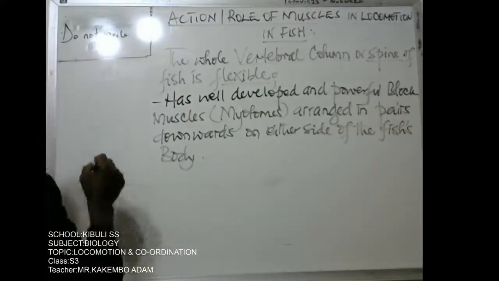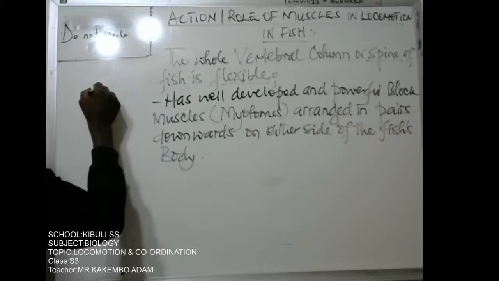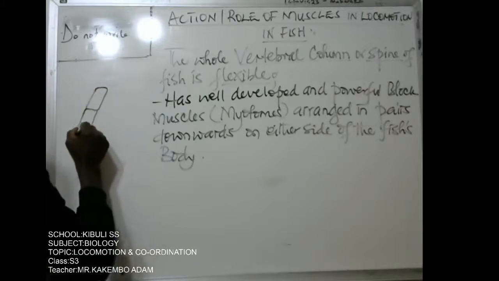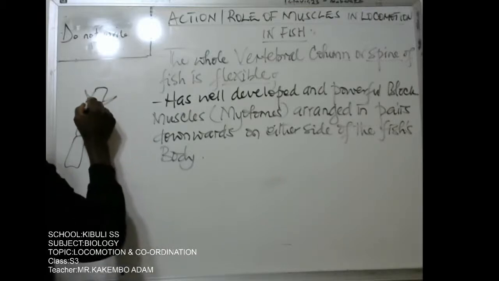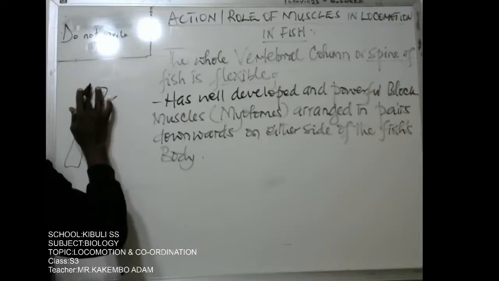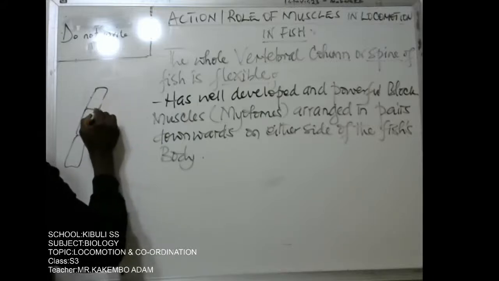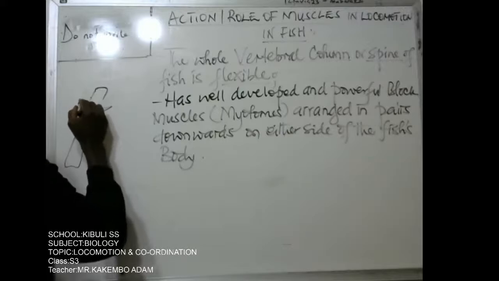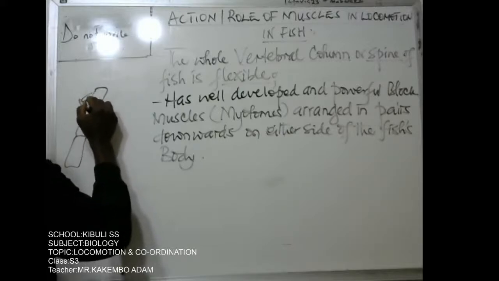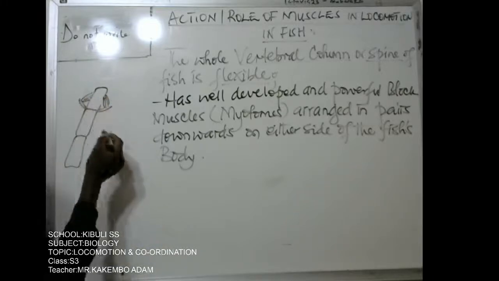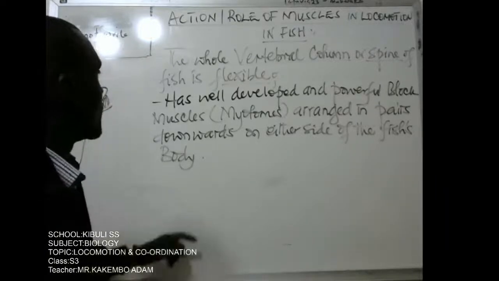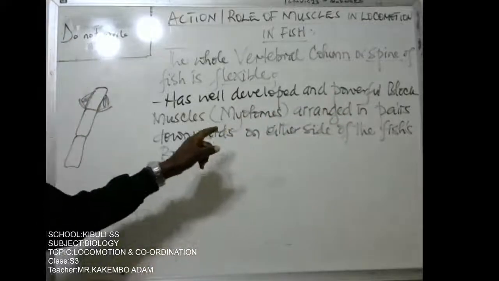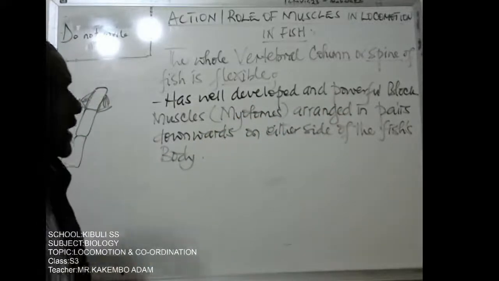Last week we drew the structure of the vertebral column, showing the attachment of the block muscles, if you remember very well. It's something like that, showing muscle attachment. So they occur on either side of the body of fish. So the fish has well-developed and powerful block muscles arranged in pairs downwards on either side of the fish's body.